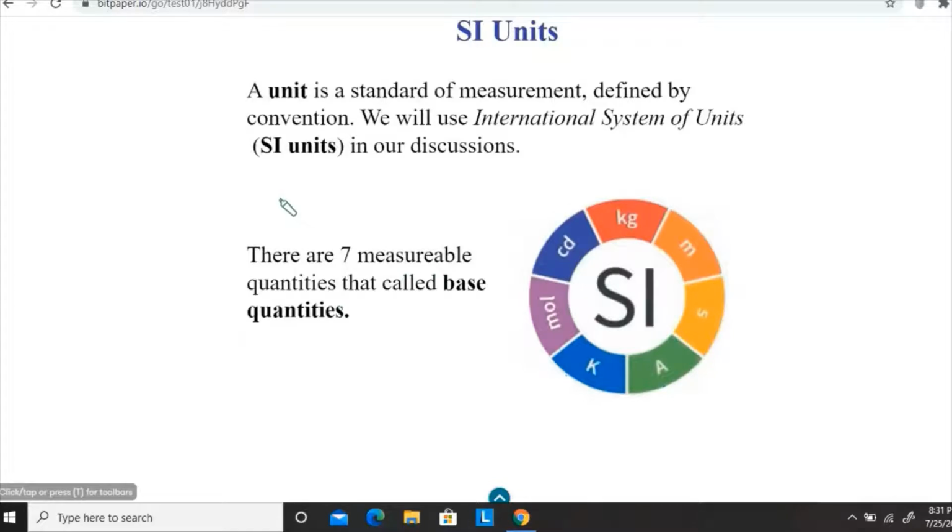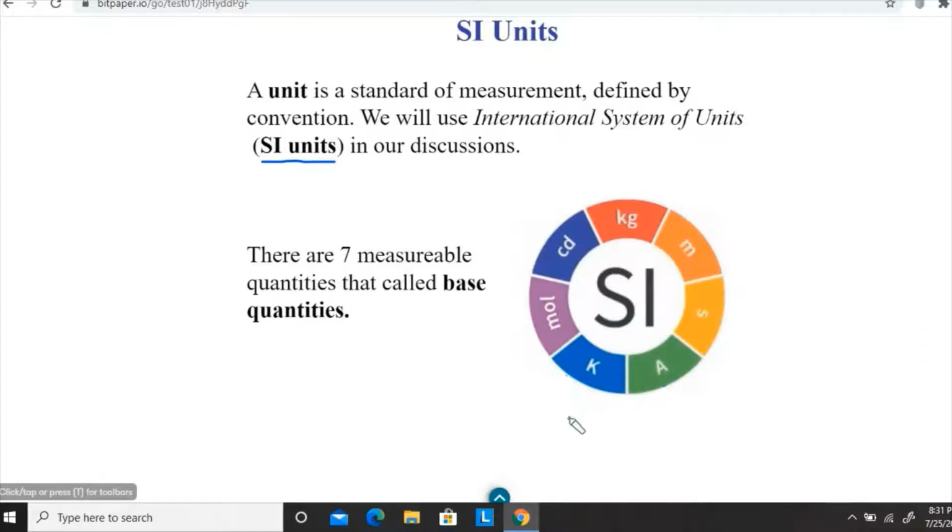We already talked about what a measurement is. A measurement has two components, the numerical value and the units associated with that numerical value. We already talked about the numerical value and the corresponding dimensions. Now let's talk about the units. In our discussion throughout this course, we are going to use a standard of units called SI units. SI stands for International System, so it's called the International System of Units.